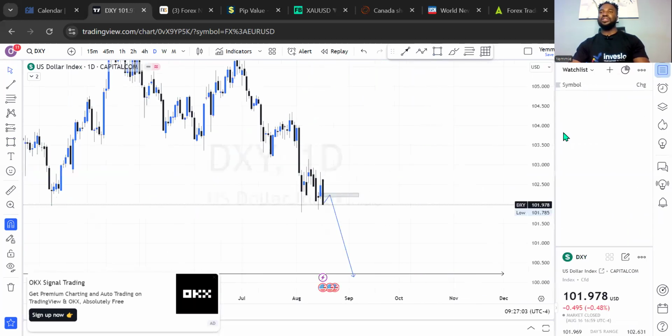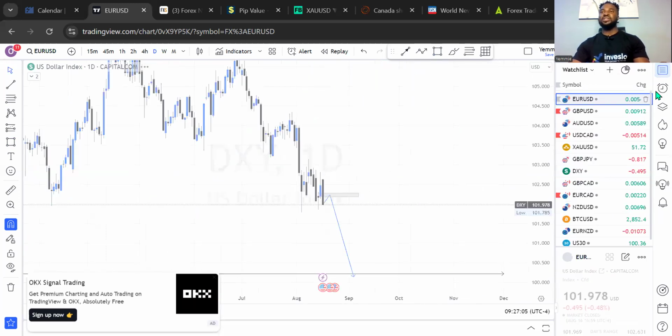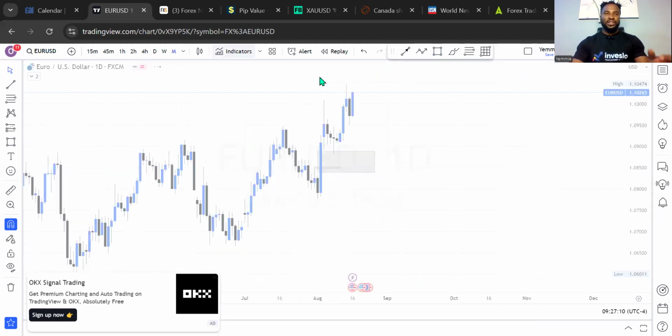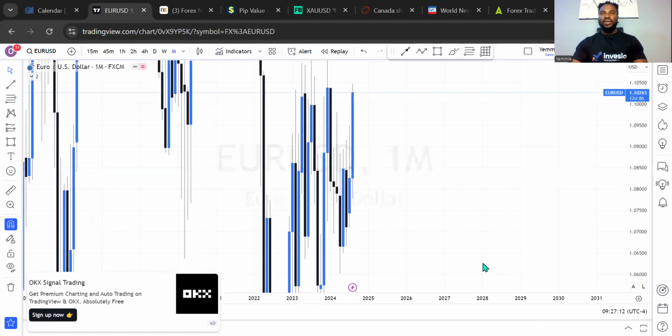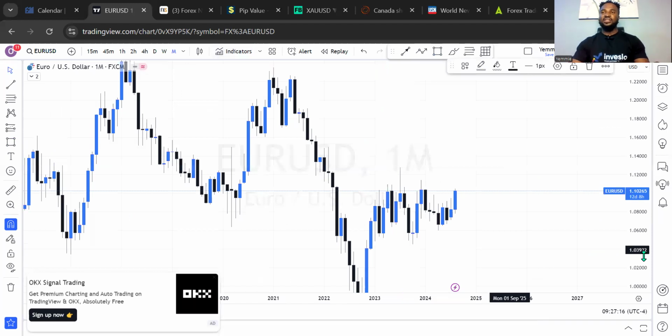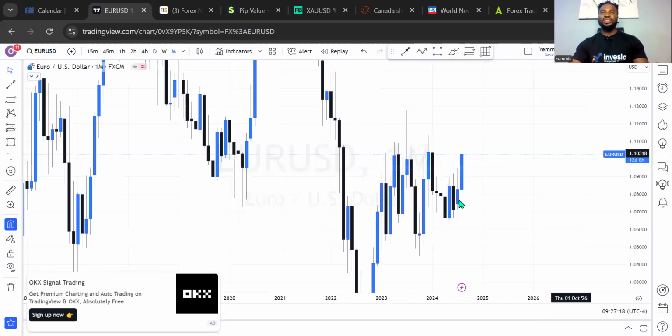Let's check the currency pairs that will be affected by the DXY movement, starting from the Euro USD. On the monthly outlook for Euro USD, let's check what we have. The last candlestick was a bullish candle for the month of July, and this is the month of August. It's been a very bullish candle as well.